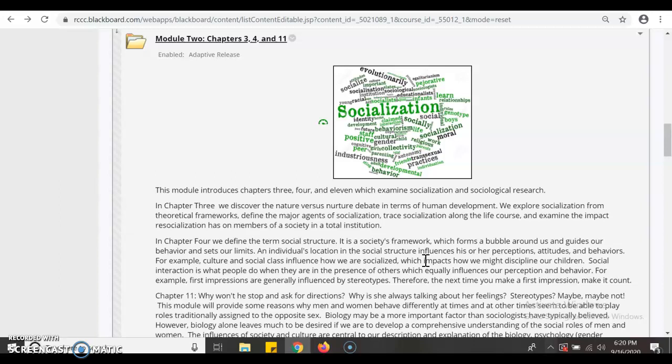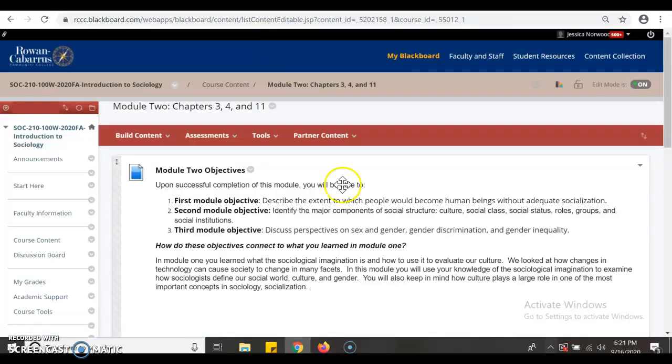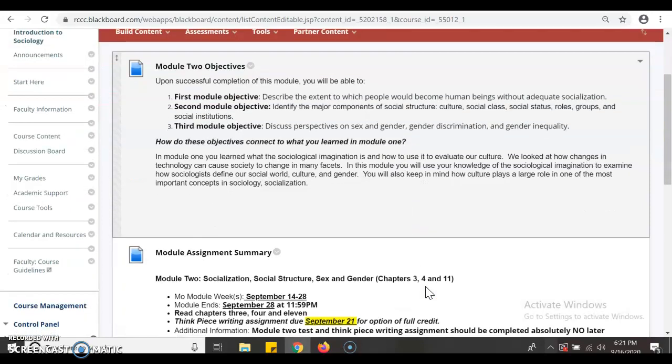So again, Module 2 is all about socialization, different sociological explanations for how we become who we become. So going into the module here, remember you have your objectives and they all touch on each chapter. The first objective is going to refer to how people become human beings in regards to socialization. The second one is going to talk about social structure, which I just reviewed a little bit. And the third one is about gender socialization. And then you can read here about how it connects to Module 1. So there's your objectives. Remember, you don't need to do anything or write anything about these objectives. They're just there to help you keep track of what you've learned and how well you understand the content.